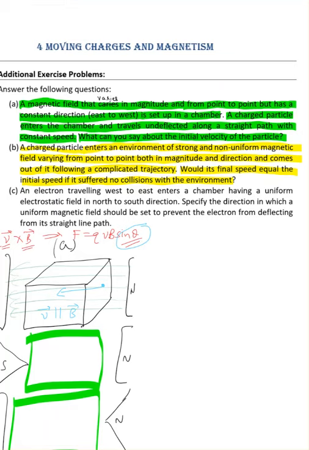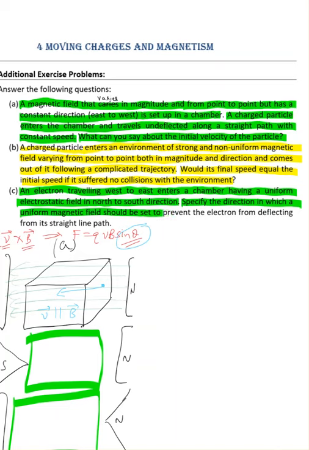Let us move to the third one. An electron traveling west to east enters a chamber having a uniform electrostatic field in north to south direction. So now you have an electric field prevailing north to south. Specify the direction in which a uniform magnetic field should be set to prevent the electron from deflecting from its straight path.